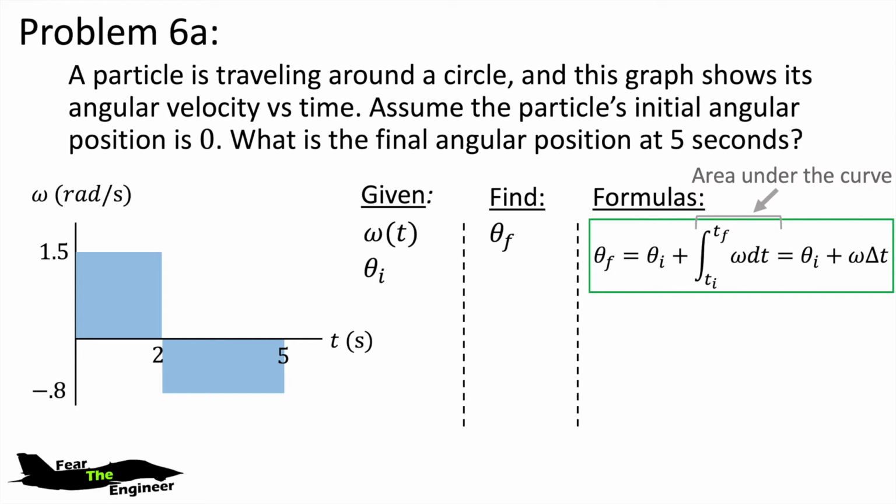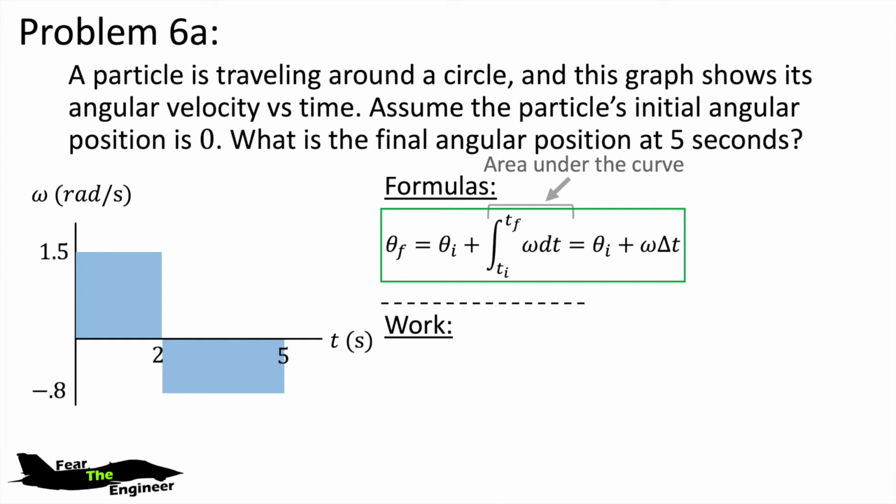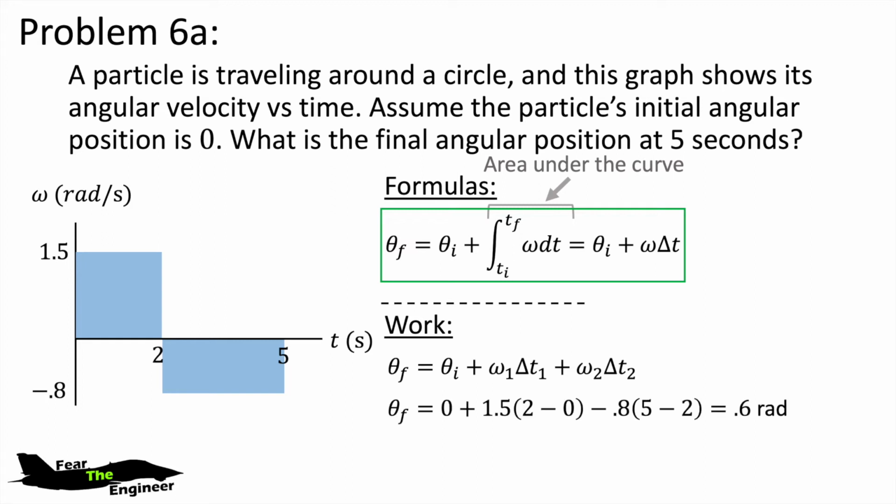Let's apply this formula. We find area under the curve by taking the area above the horizontal axis and subtracting the area below it. These areas are just rectangles, because the angular velocity, omega, is constant for uniform motion. So we have 2 rectangles, and their area equals the height, omega, times the width, delta time. When we take the initial position and add the area under the curve, we get 0.6 radians as the final angular position. Onward to part B.